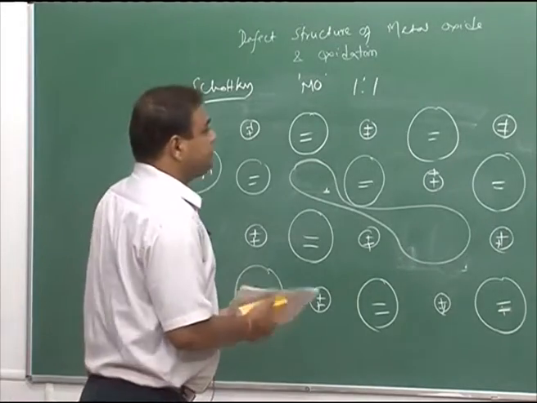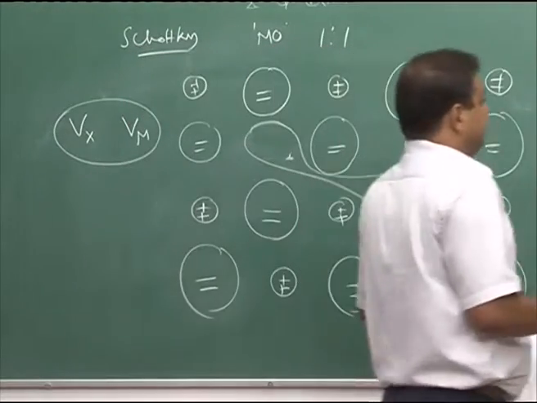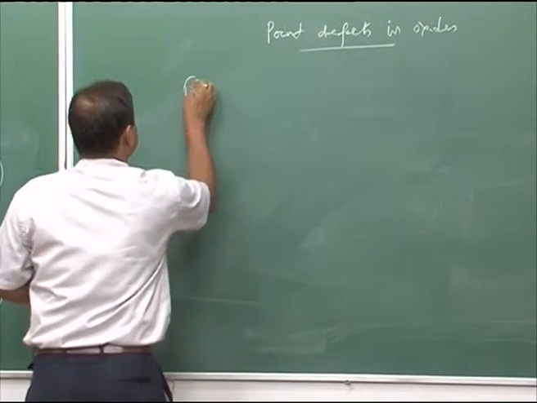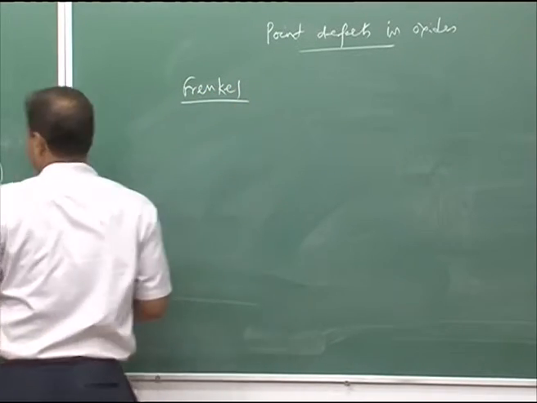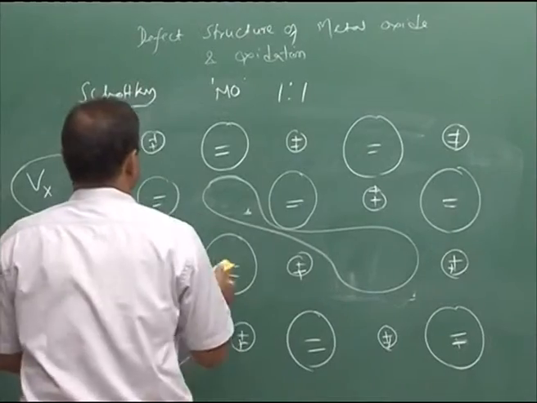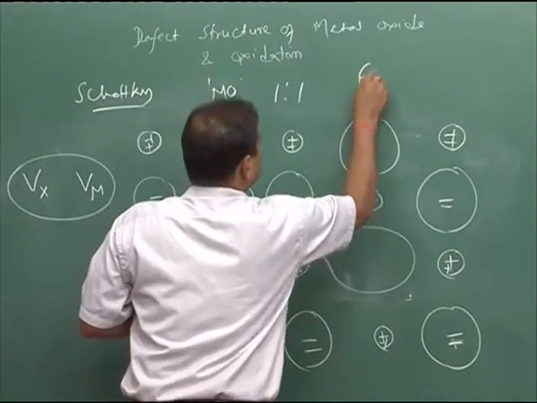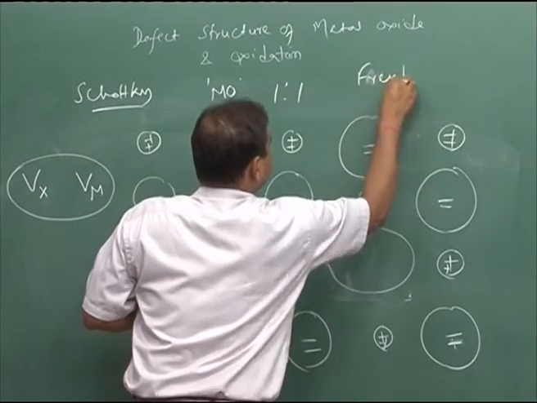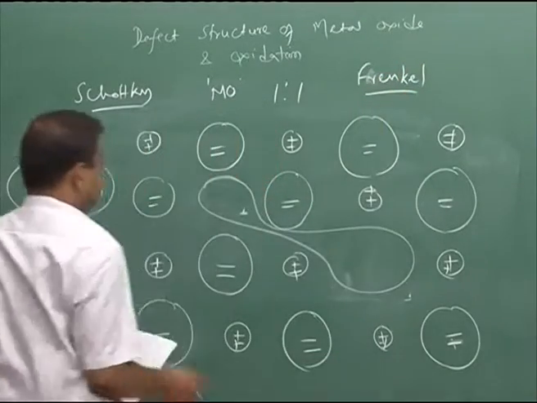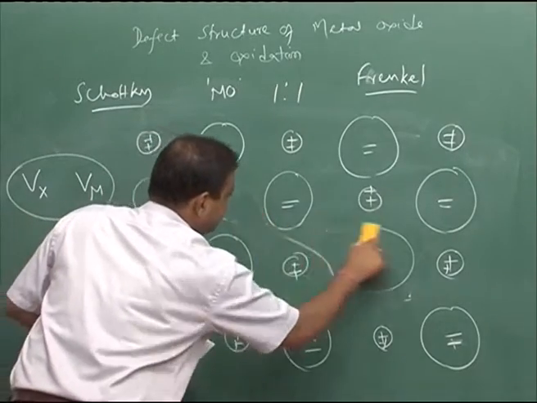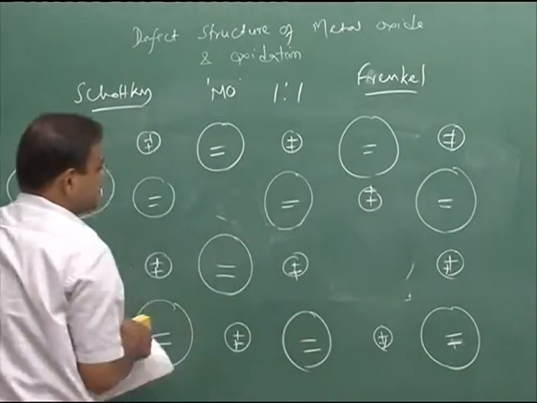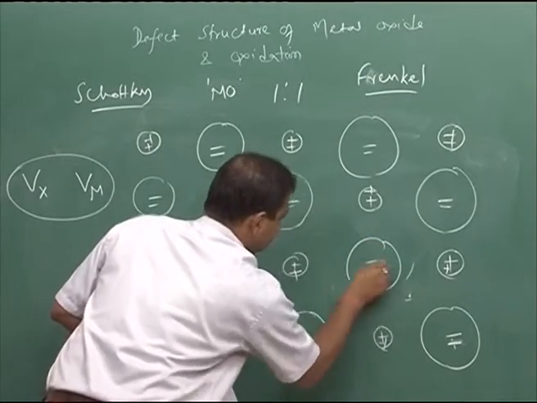Now, this is Schottky defect. Then we have Frenkel defect. In case of Frenkel defect, let us come to the same diagram. If we consider Frenkel, now we put all those points again, all those cations and anions.